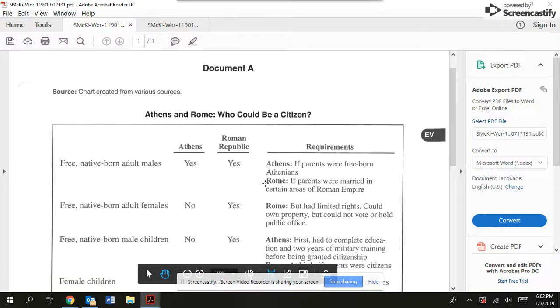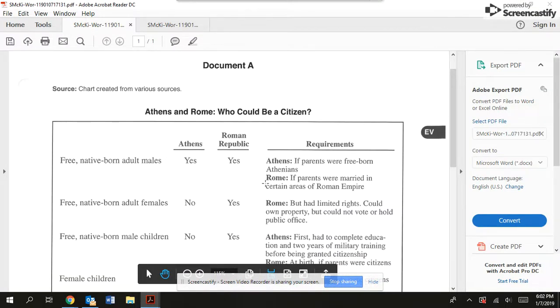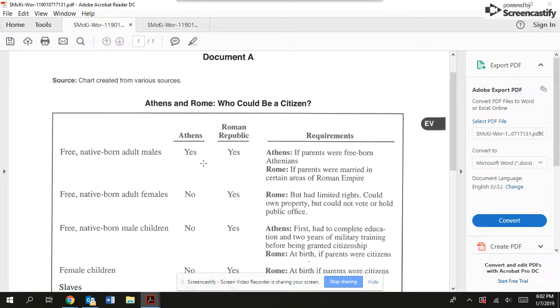So this is the first document in the set that we would use to answer this question about whether citizenship was better in ancient Athens or in ancient Rome. And this just has some details about what citizens were in both places.